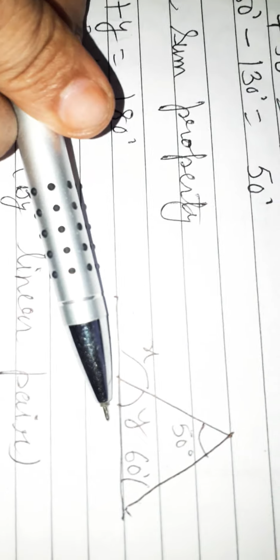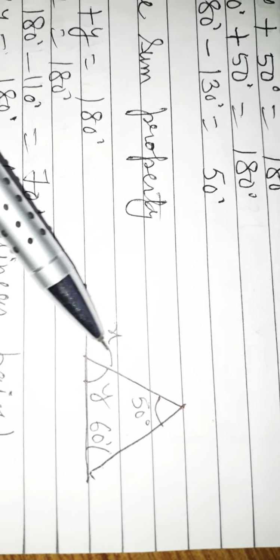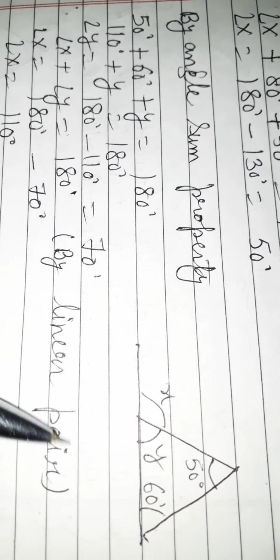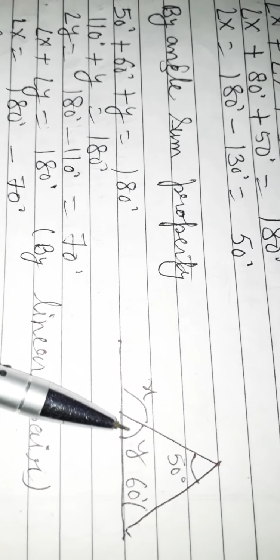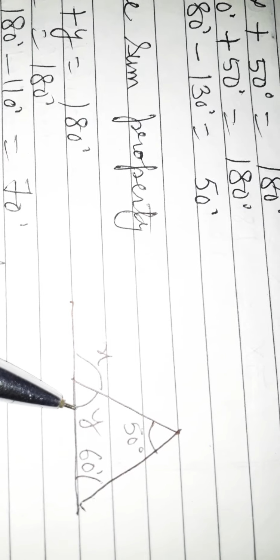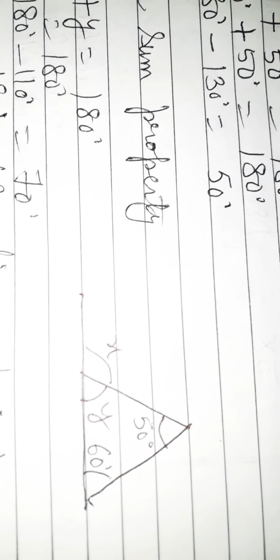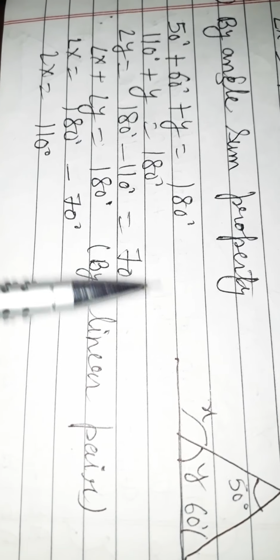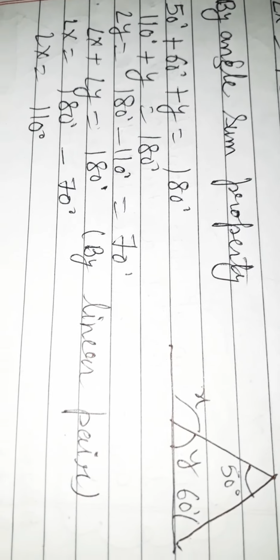By using linear pair, I will find out the value of x also. X plus y is equal to 180 degree, means by linear pair the sum of two angles of a straight line will be equal to 180. One of them is 70, so the other is 180 minus 70, 110 degree. So the value of x is equal to 110 degree and value of y is equal to 70 degree.